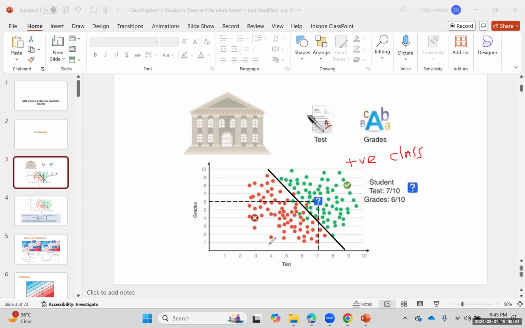And this is the negative. But in this specific example, with domain knowledge, we call them passing region and failing region, but we call it positive and negative in a more generic way.